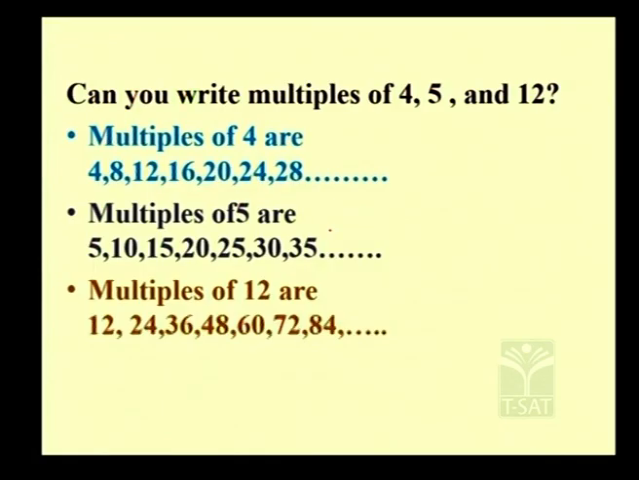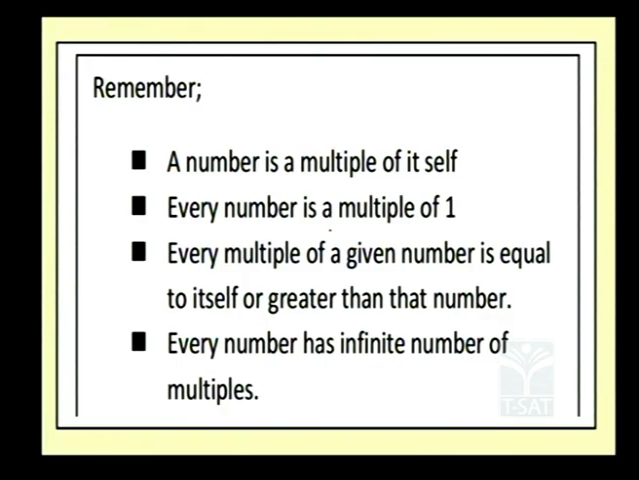Multiples of 12 are here. 12 1s are 12, 12 2s are 24, 12 3s are 36, 12 4s are 48, 12 5s are 60, 12 6s are 72, and 12 7s are 84. Like this, when we are multiplying one number with some other numbers, it gives the multiples of that number. Remember some important concepts here.